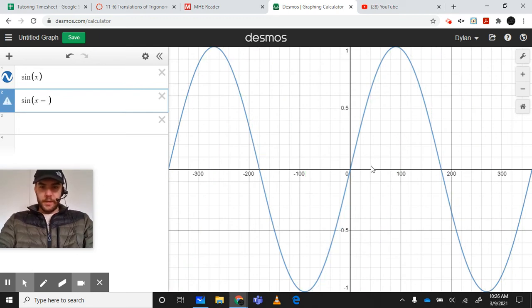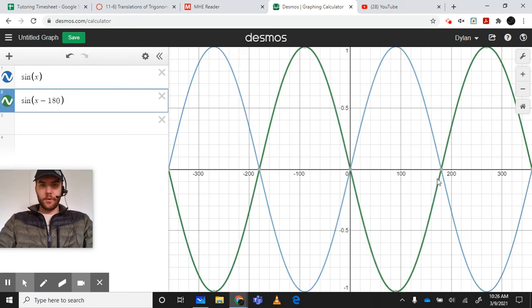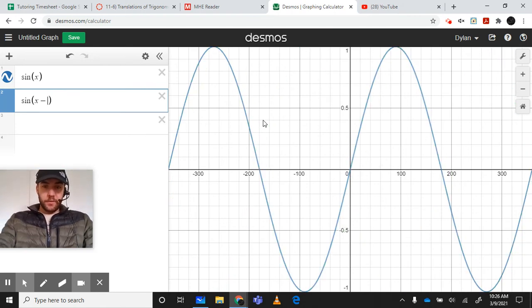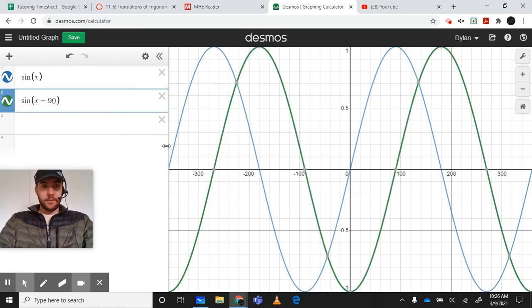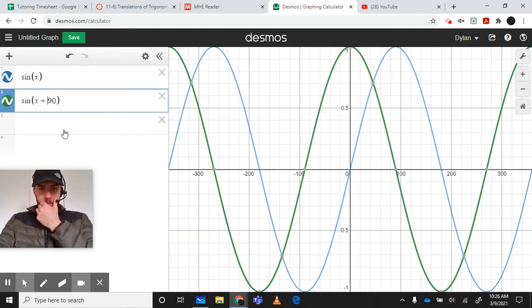When you do minus 180, it kind of just looks like your graph has been flipped vertically. It looks like we've taken this peak and moved it down. That's actually not what's happened. We've moved it to the right by half a cycle, but the effect is that it looks identical to if you flipped it vertically. So the easier one to practice with, to get a sense of things, is when you subtract 90 degrees or add 90 degrees.